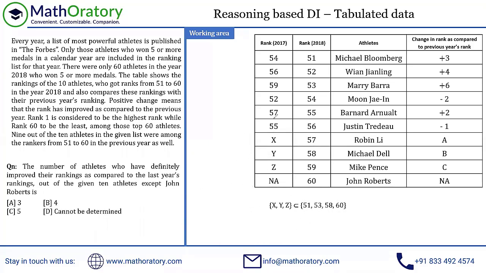All right, so here we are looking for the number of athletes who have definitely improved their rankings as compared to last year's ranking out of the given 10 athletes except John Roberts. So first of all, what you have to understand is this +3, +4, +6, this +2, these four athletes have definitely improved their ranking. That is given to us, so we don't have to worry about that. Now, the question is, how many of these A, B, C has to be positive, because we are looking for definitely. So in that case, I'll be looking to make as many of A, B, C as negative as I can.